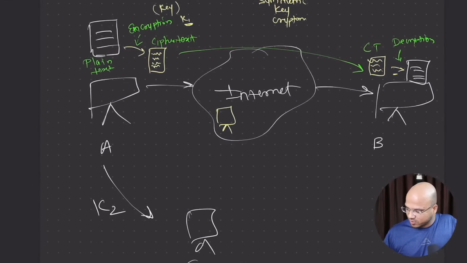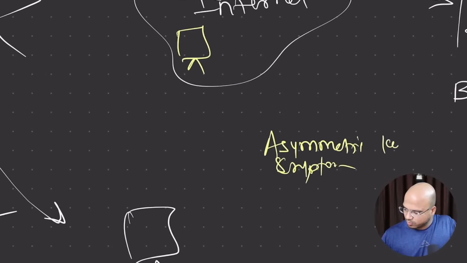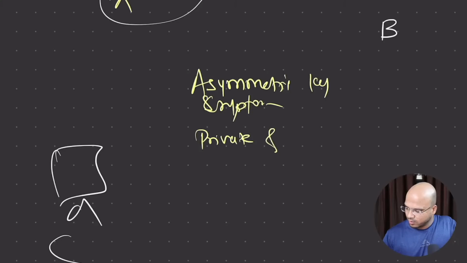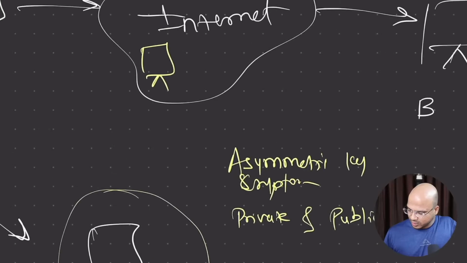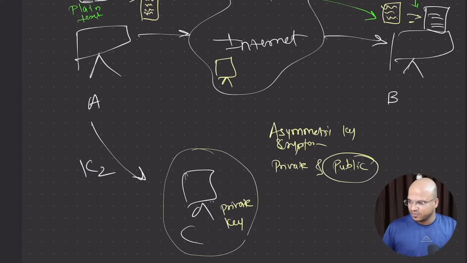So in that case, we have another thing which we can use, which is called asymmetric key cryptography. Basically we have two different keys here: a private key and a public key. Let's say we talk about C. C will know its private key, and only C will know it. No other person can know C's private key. And in the network, everyone will know C's public key.